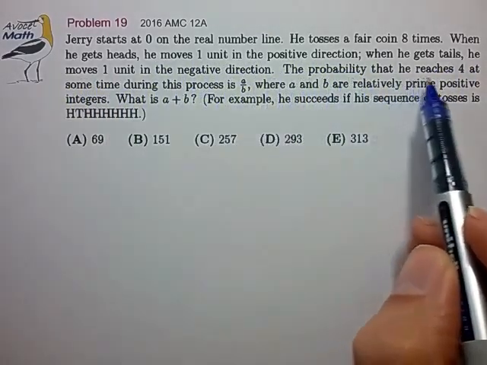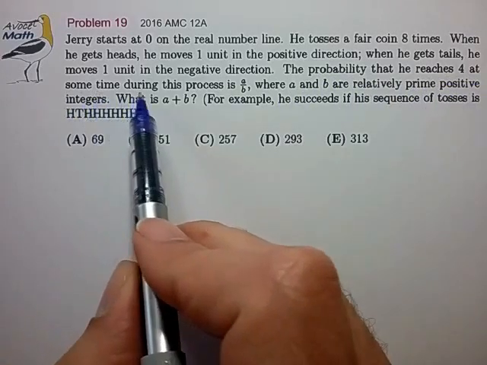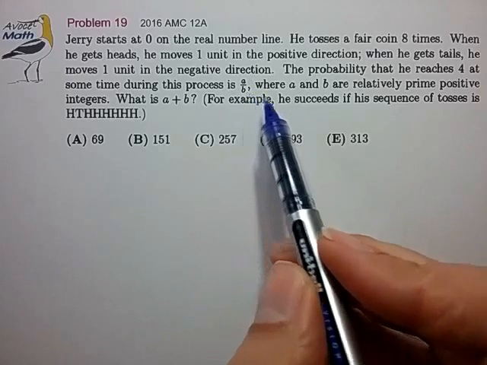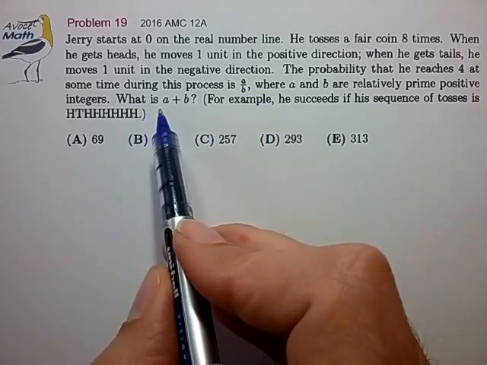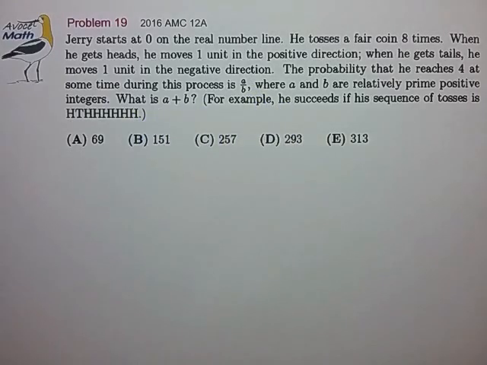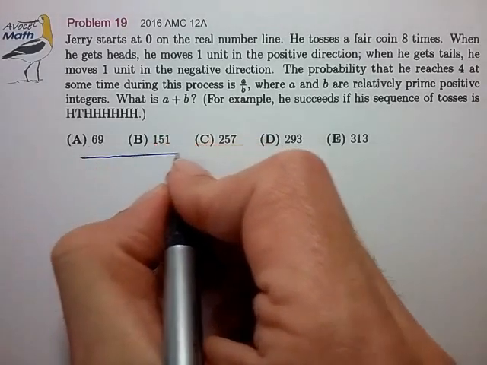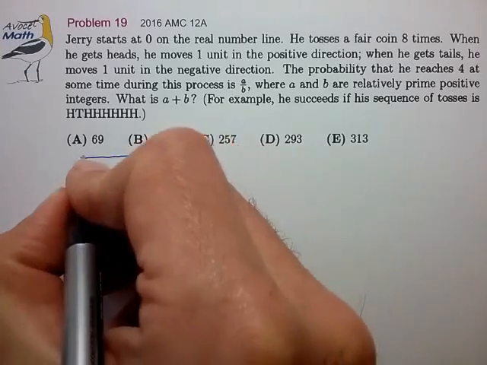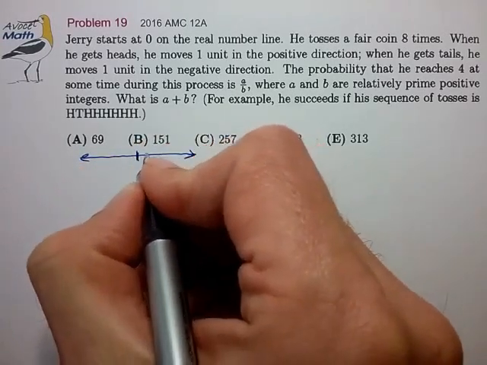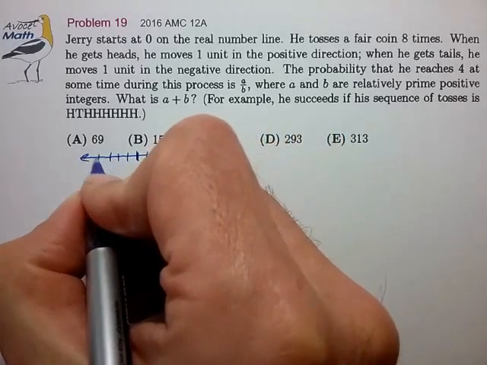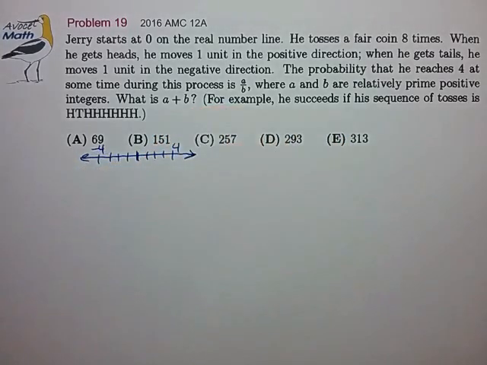The probability that he reaches 4 at some time during this process is the reduced fraction a over b, and we're trying to find the sum a plus b. Boy, tricky problem. Let's try to draw a few figures to see if we can understand this better. Let's draw a number line from 0 to 4, and I guess we can go to -4 if things work out a certain way.